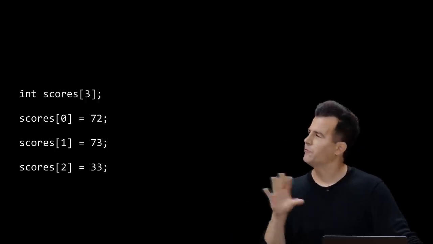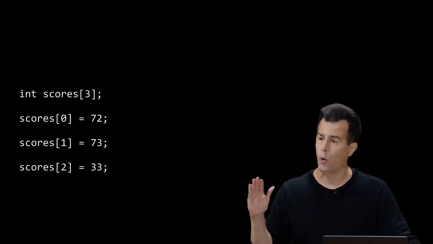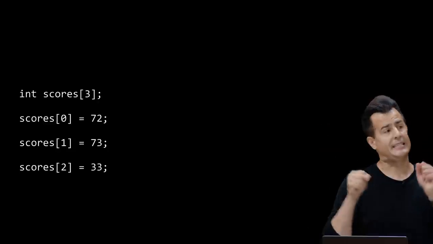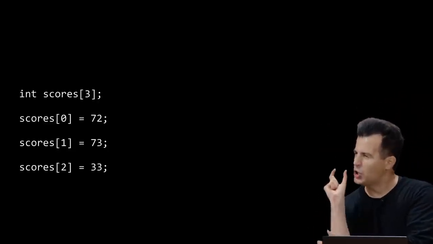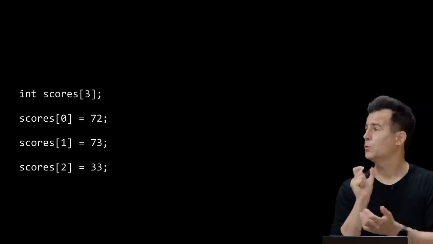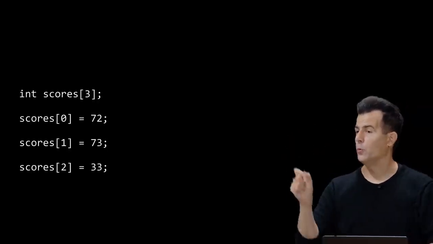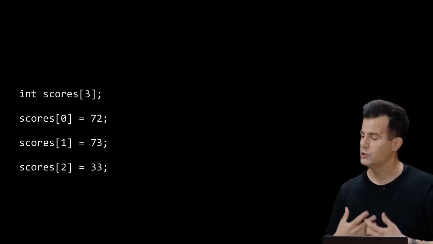But notice these aren't separate variable names now. They're all called scores. But I am indexing into the array by jumping to a specific location. The first one, the second one, or the third one. First, middle, last, so to speak.